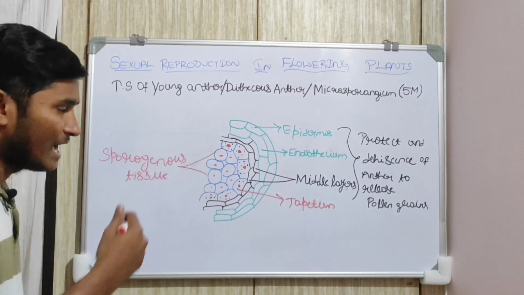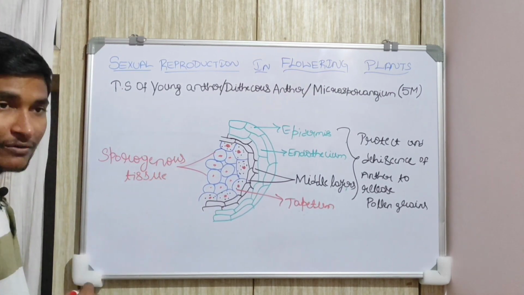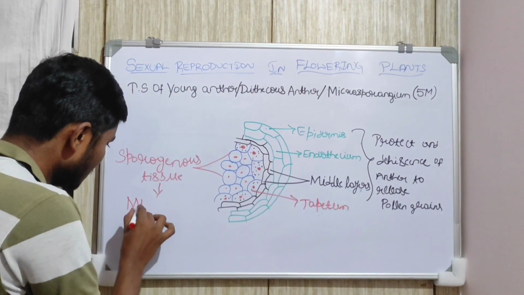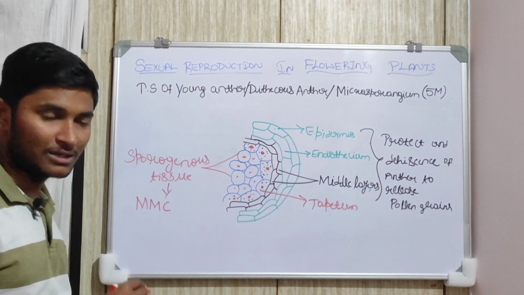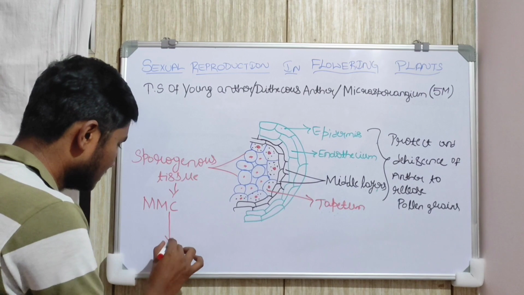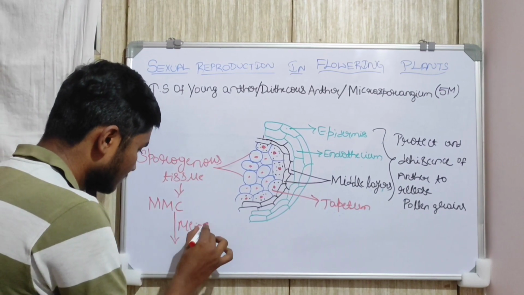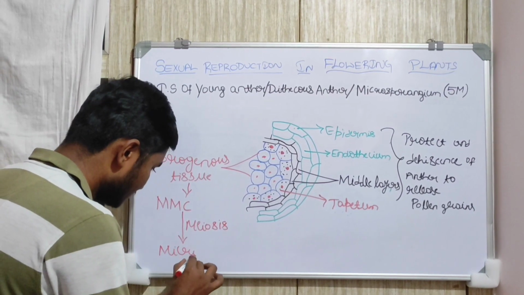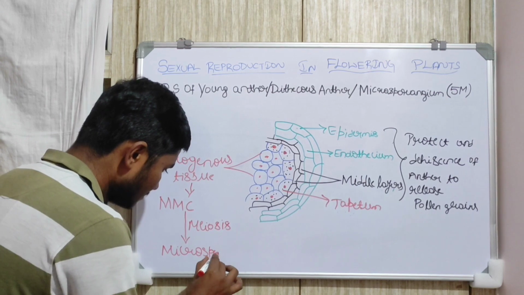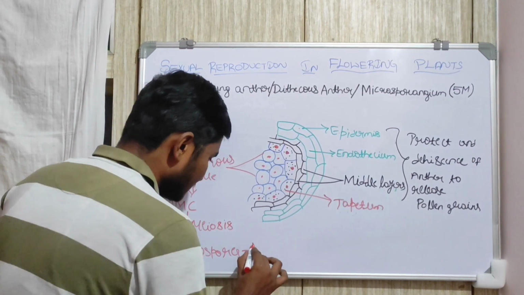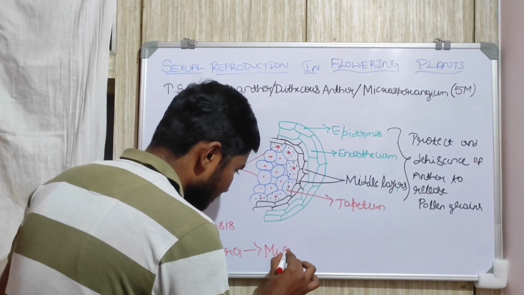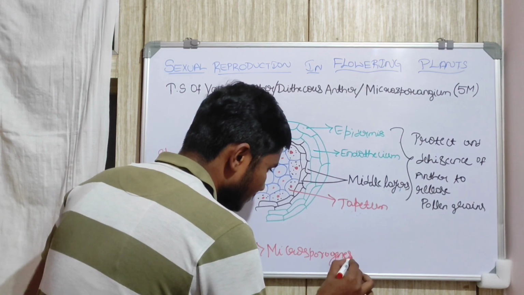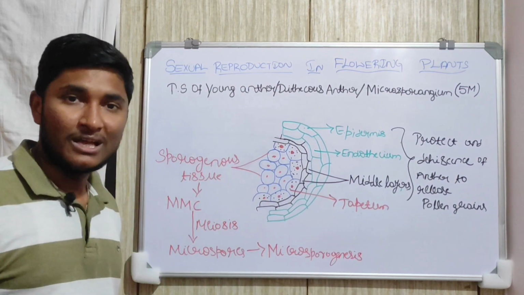When this young anther matures, each cell of the sporogenous tissue will develop into a microspore mother cell. These microspore mother cells undergo meiosis to produce microspores. This process is called microsporogenesis. We will study this topic in the next video.